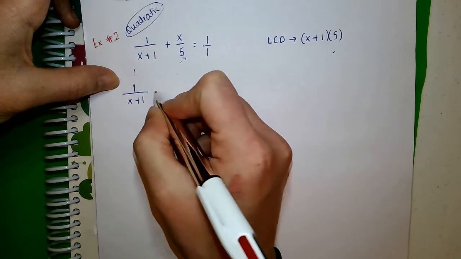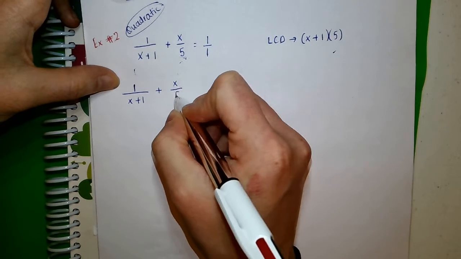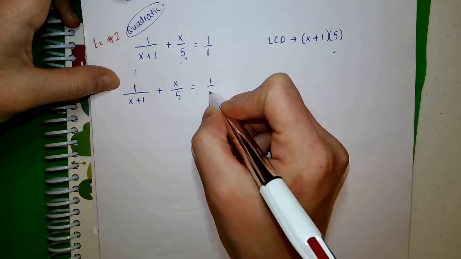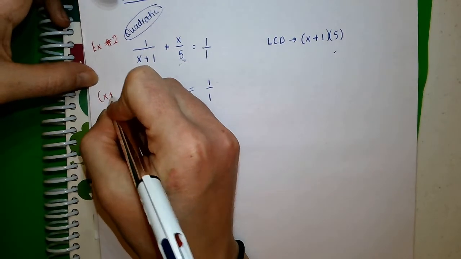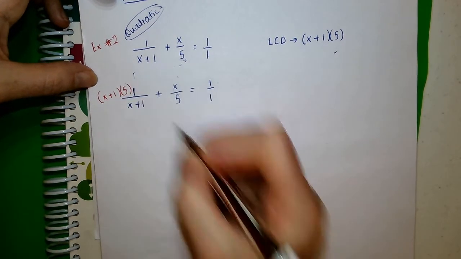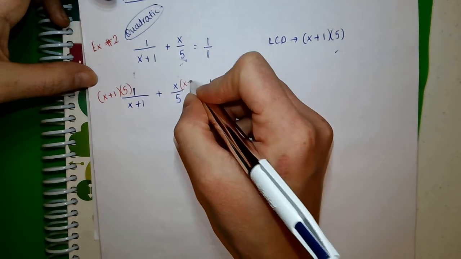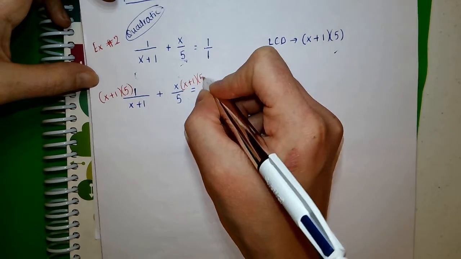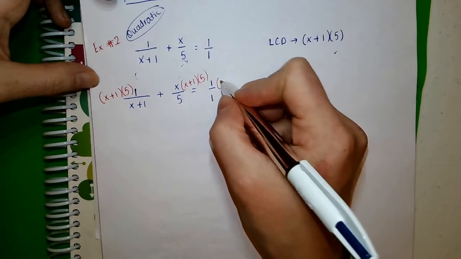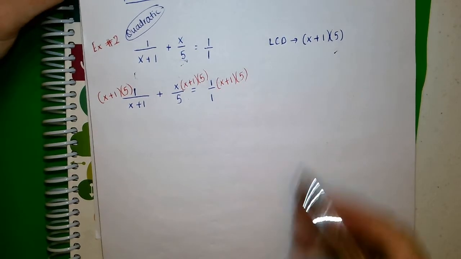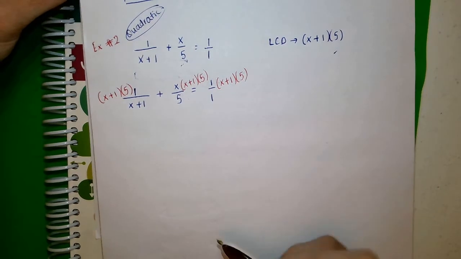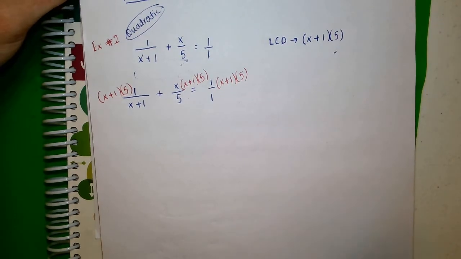Okay, so we're going to rewrite this question, and then to remove those denominators, we're going to multiply by the lowest common denominator. So we're multiplying by x plus 1 by 5. The same with this one, x plus 1 by 5. And the same with this one, x plus 1 by 5. If you wanted to multiply that by the 1 as well, that's absolutely fine. You will still get the same answer.